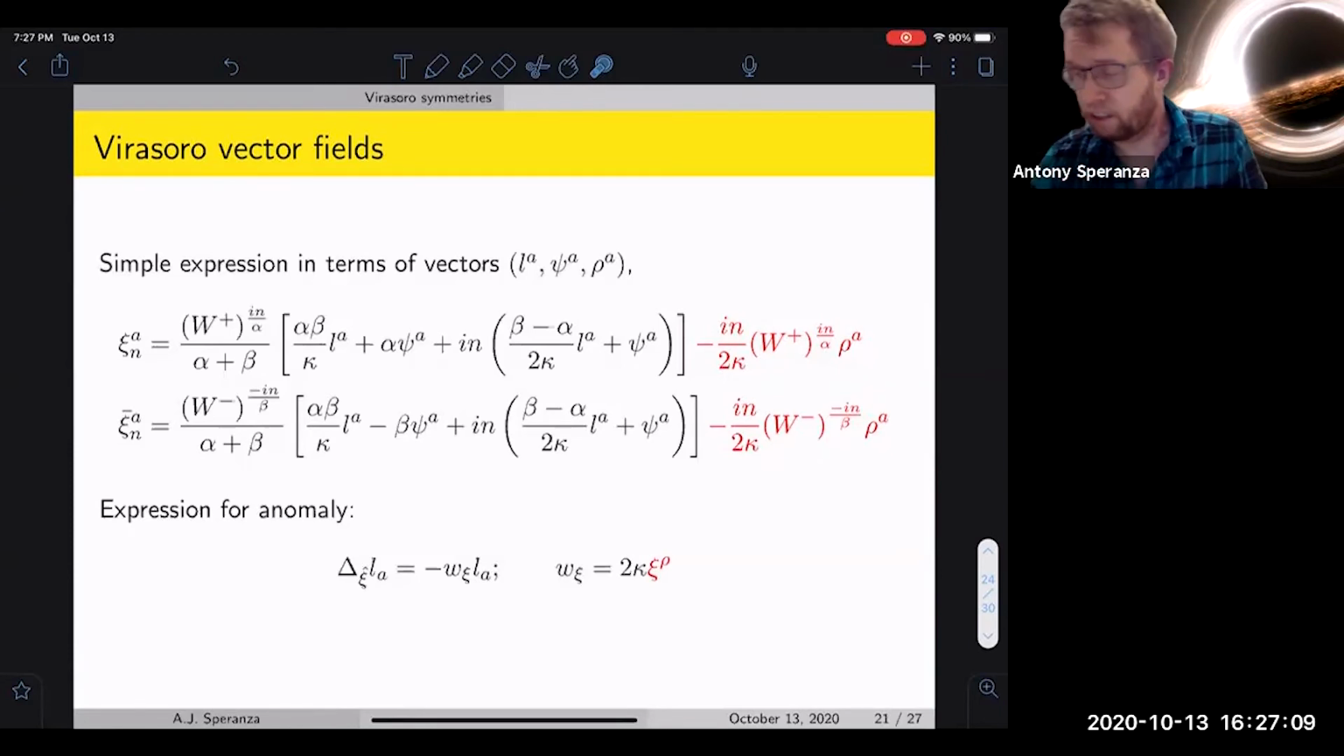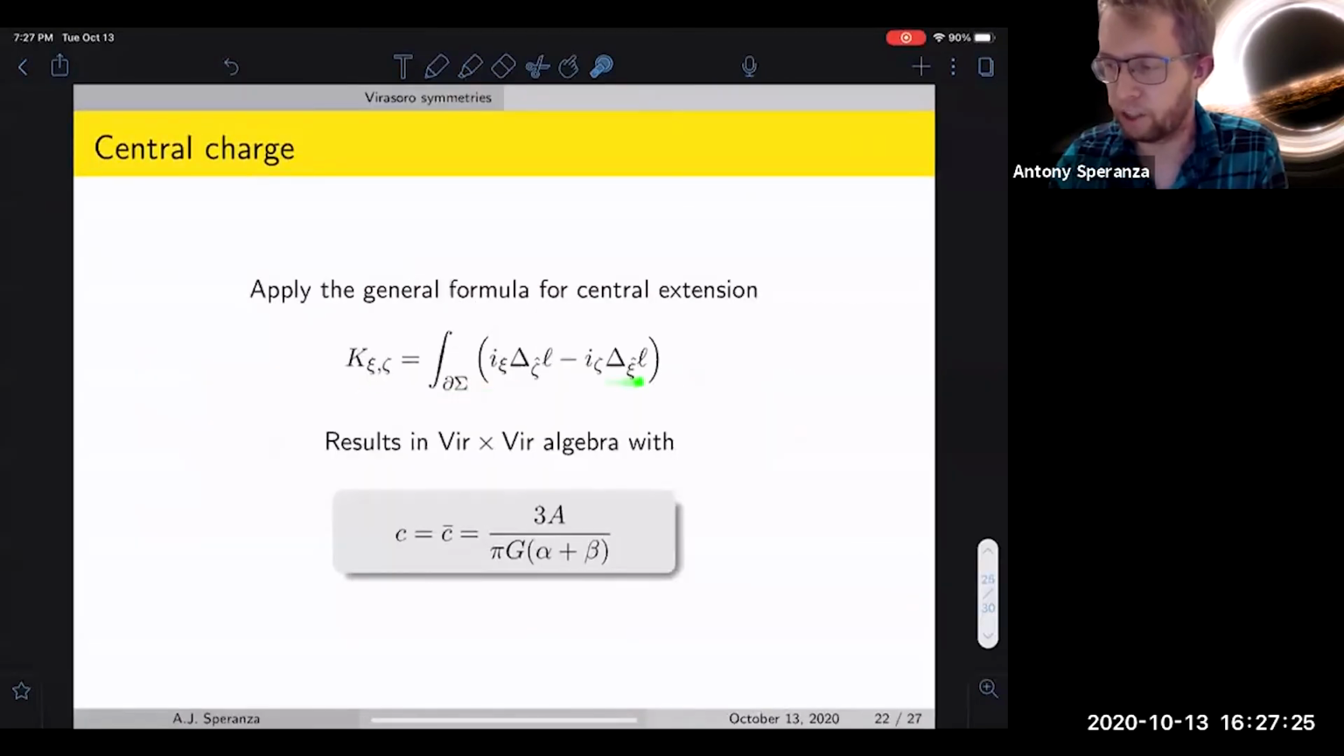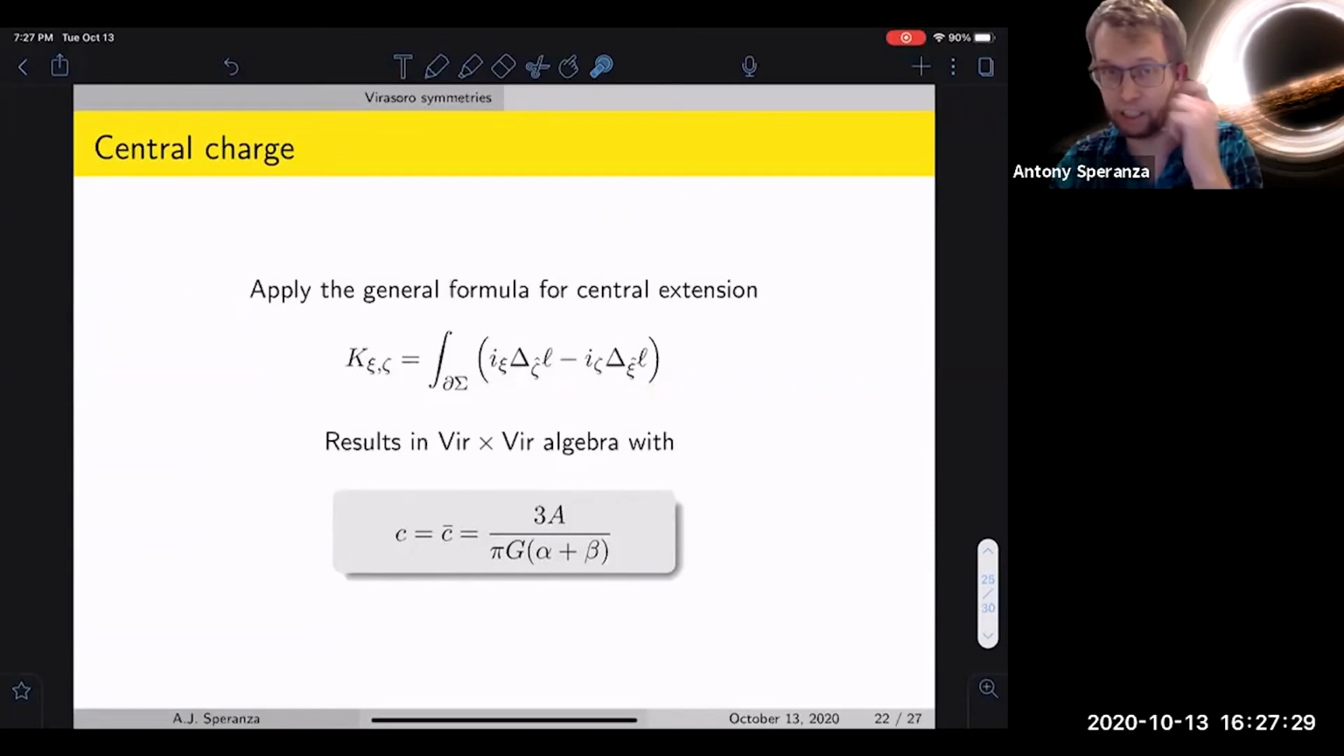Okay, so we're almost done with that procedure. We've computed this function WC, and we showed before that essentially the derivative of WC is what determines the central charge. So you can just compute this quantity using the formulas that we found and extract an extension of this Witt algebra. So you get two copies of Virasoro. The central charges end up being equal, and they're given by this formula: 3a over pi G times alpha plus beta.